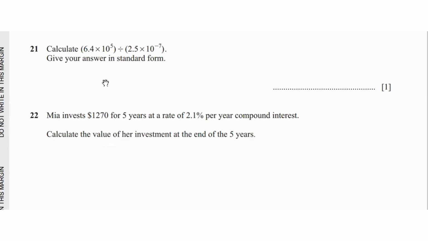Then it says calculate 6.4 times 10 to the power of 5 divided by 2.5 times 10 to the power of negative 7. So when we divide the two, what we get is 2.56 times 10 to the power of 12.